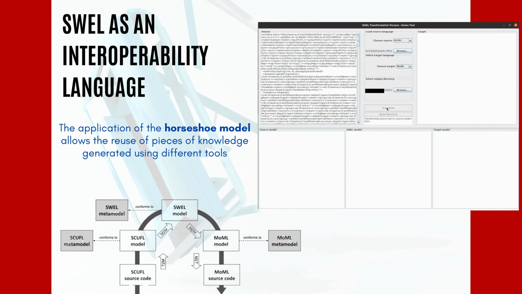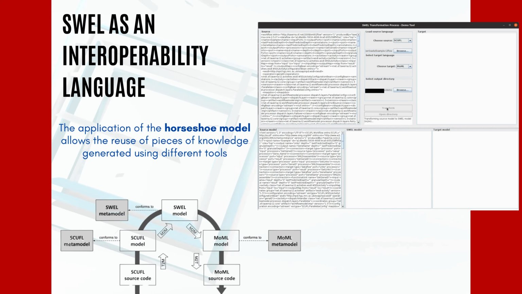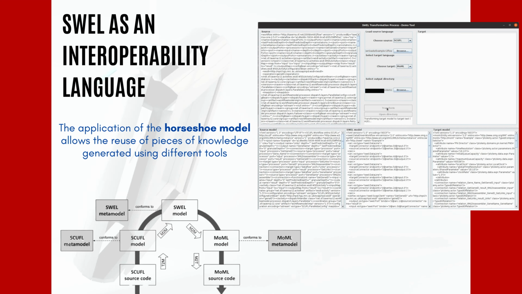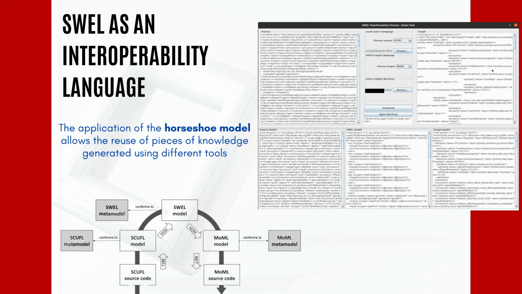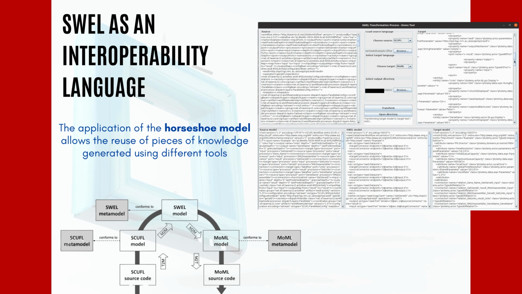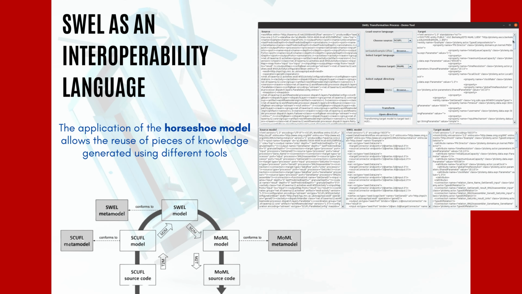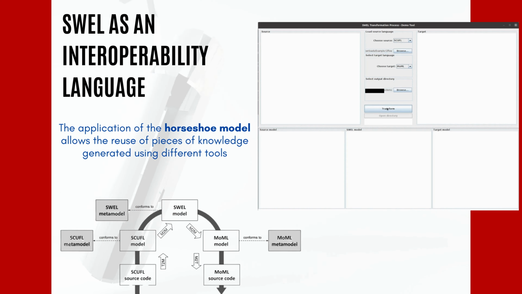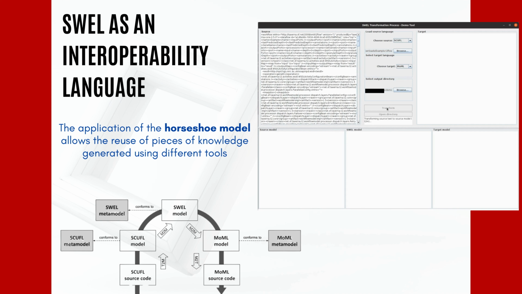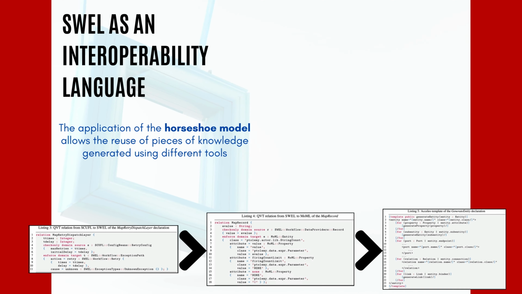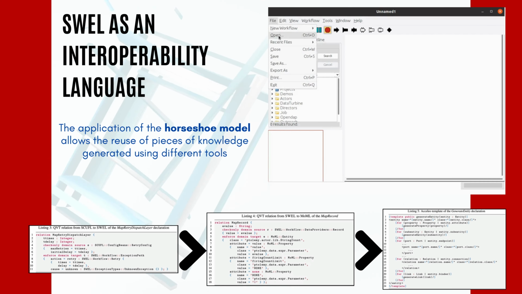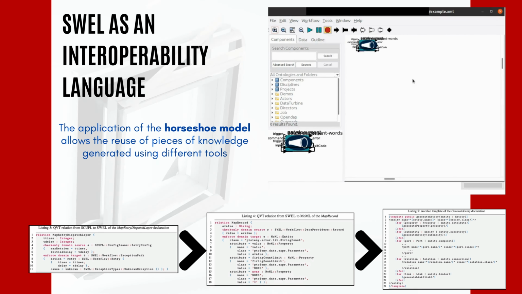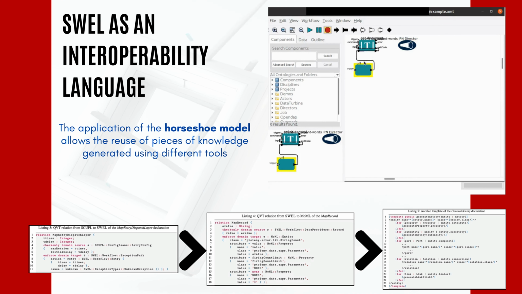Also, SWEL stands as a versatile intermediate model within the horseshoe paradigm for workflow transformation. It facilitates the transformation of workflow code from diverse sources into any target system, ensuring comprehensive end-to-end compatibility. This means that SWEL can efficiently handle inputs from various workflow management systems and convert them into a format suitable for another system without loss of functionality or fidelity.